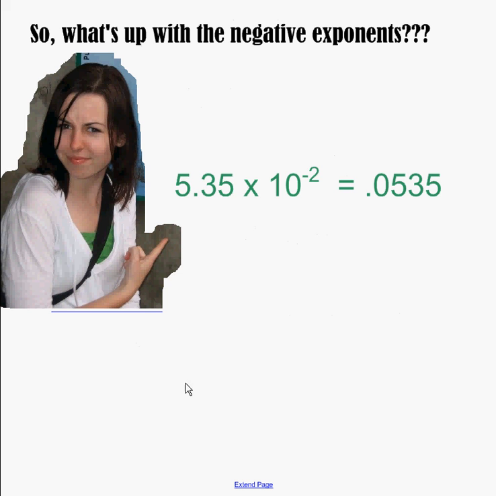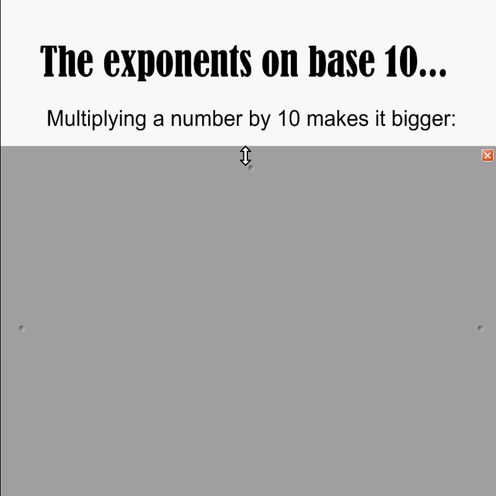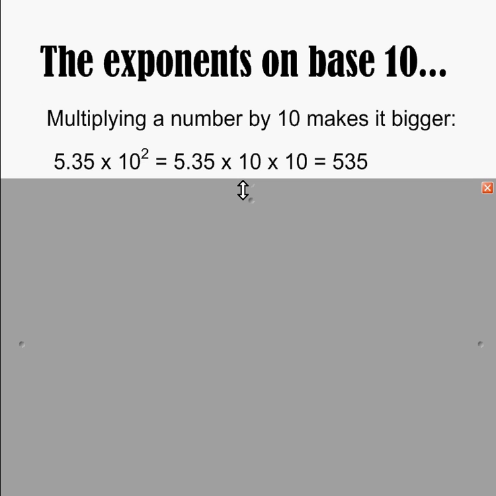So we talked about multiplying by powers of 10, and a lot of people forget what's up with the negative exponent here. Let's look at this logically. Let's look at the exponents on a base 10. We know that multiplying a number by 10 makes it bigger. If you have $5 and I say I'm going to multiply that by 10, you have $50.